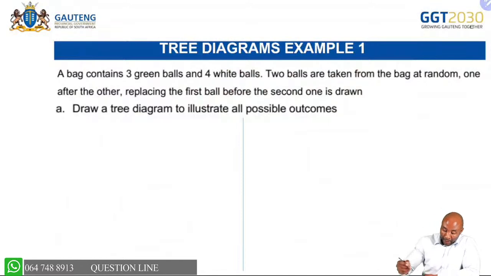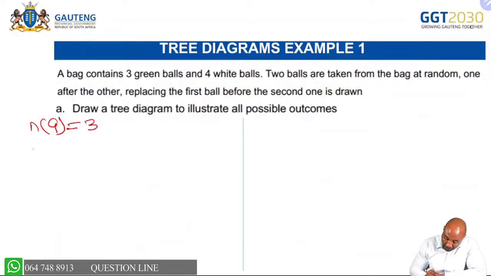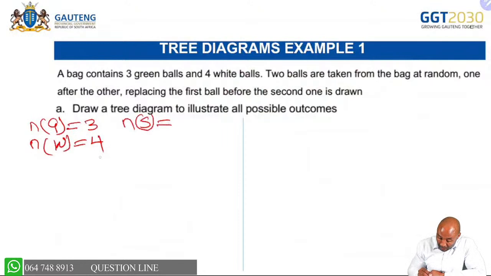Now, remember, we should start with the numbers. So we'll use G for green. The number for the green balls is 3. The number for the white balls, we'll use W for white, it's 4. Remember, we can get the number in our sample space. We add all the balls in the bag, so it will be 7.